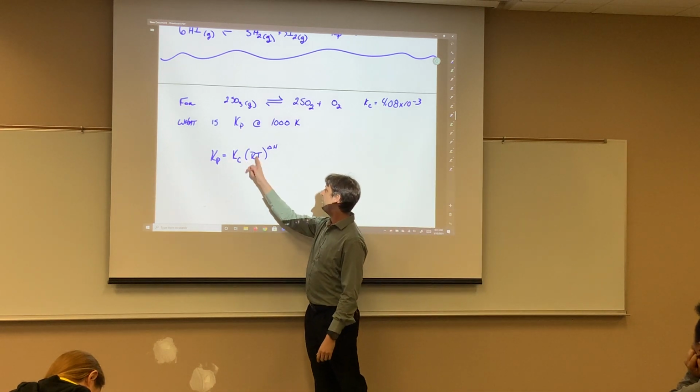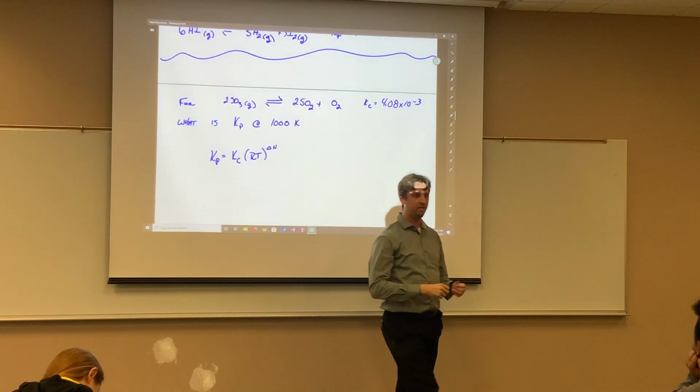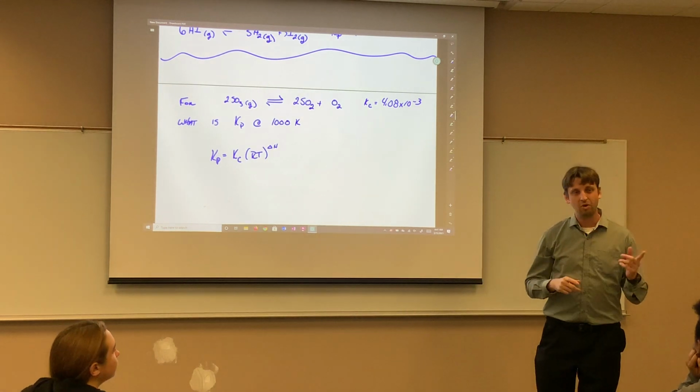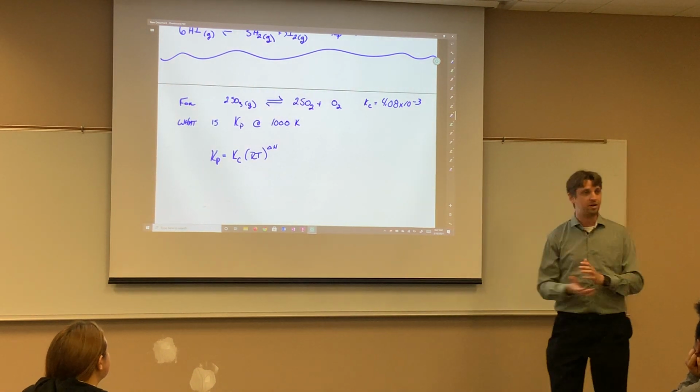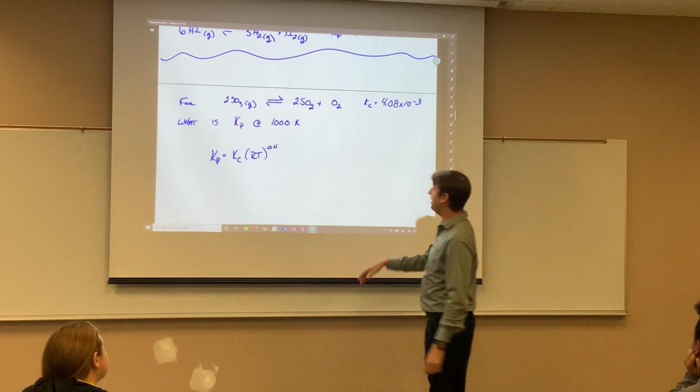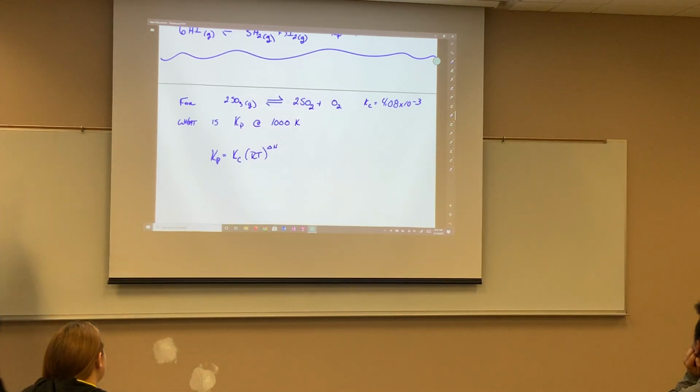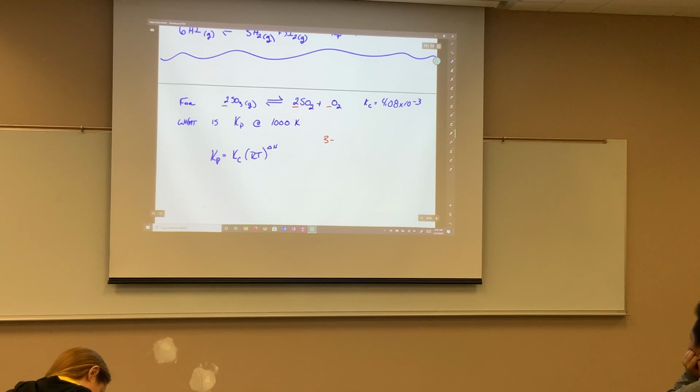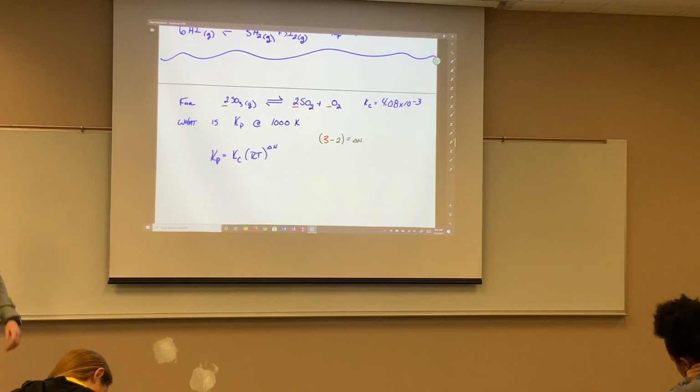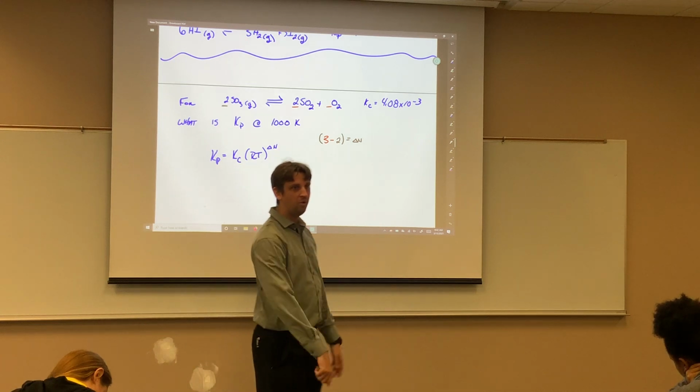So we have the equilibrium constant, temperature, and delta N. Delta N is the change in moles of our reaction. The change in something is always the final minus the initial. What do we have in our products? 3 moles, minus what's in our reactants. So we have 3 minus 2, that is equal to our delta N. In this case it's just equal to 1.